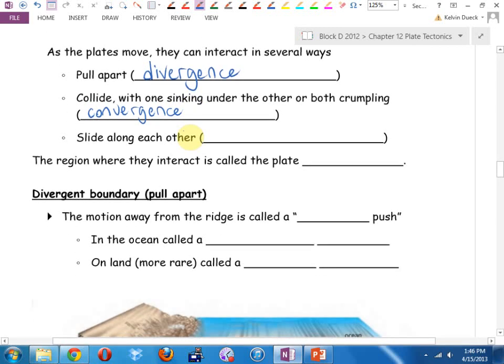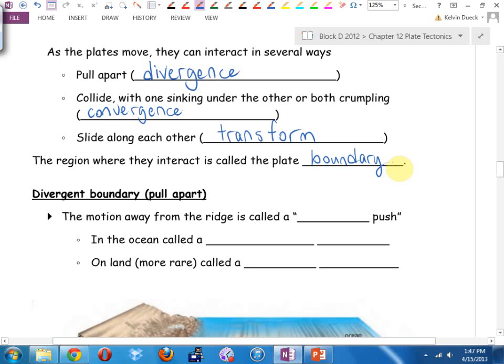The third type is where they slide alongside each other. So they're not moving apart, they're not being pushed together, they're being pulled in opposite directions alongside each other. We call this a transform area. You can have divergent plates, converging plates, or transform plates. The region where they interact is called the plate boundary.